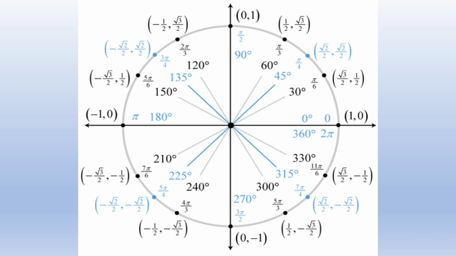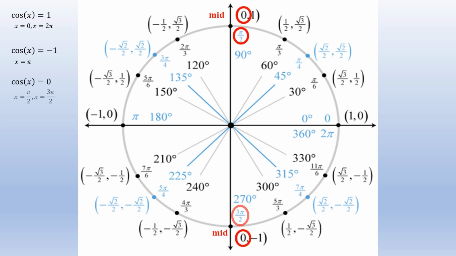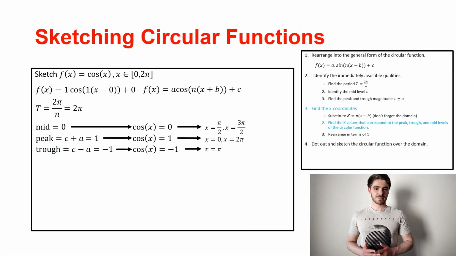Cos will be maximum when it equals 1, and we can see this occurs when x equals 0, and again when x equals 2 pi. Cos will be minimum when it equals minus 1, and this occurs when x equals pi. Cos will be at its mid-level when it equals 0, and this occurs when x equals pi on 2 and 3 pi on 2.